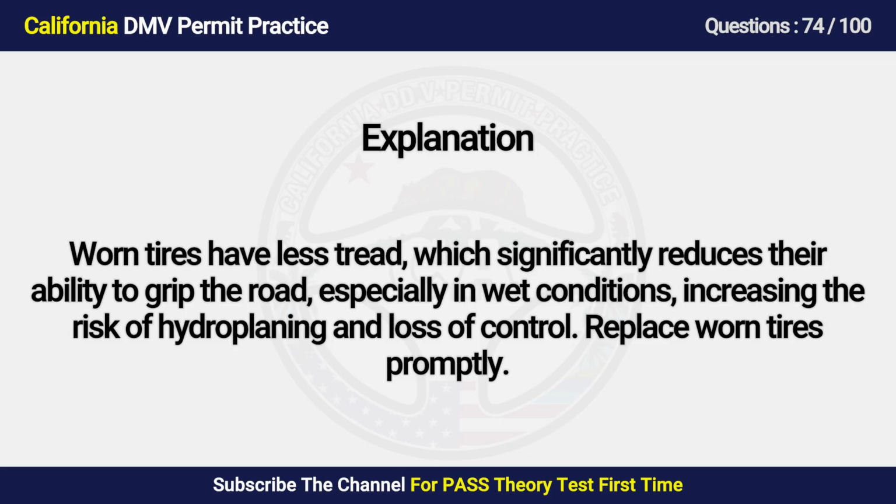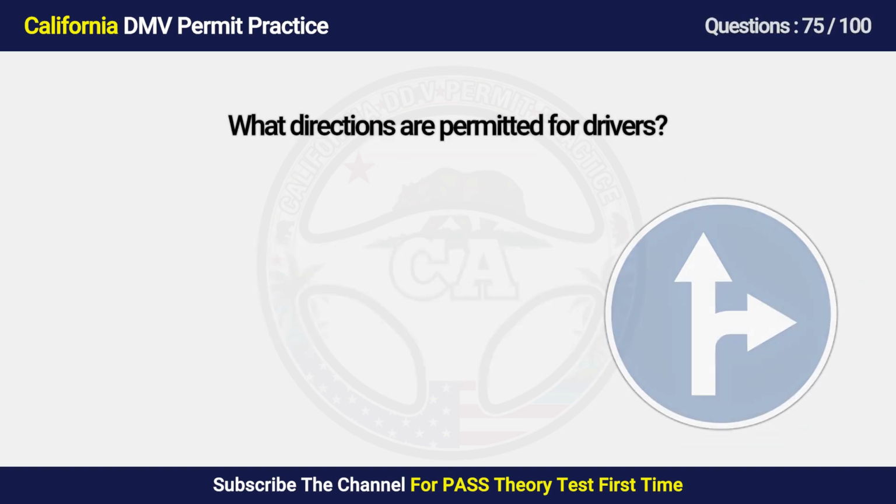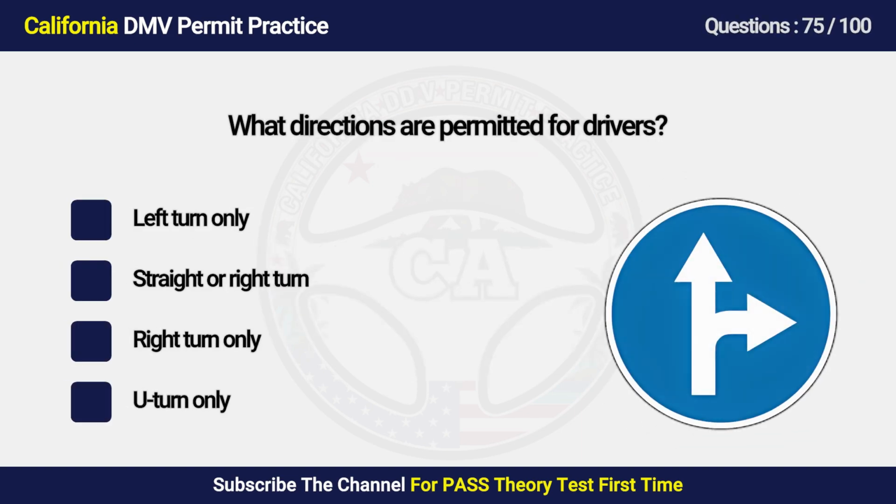Replace worn tires promptly. Question 75. What directions are permitted for drivers? A. Left turn only. B. Straight or right turn. C. Right turn only. D. U-turn only.